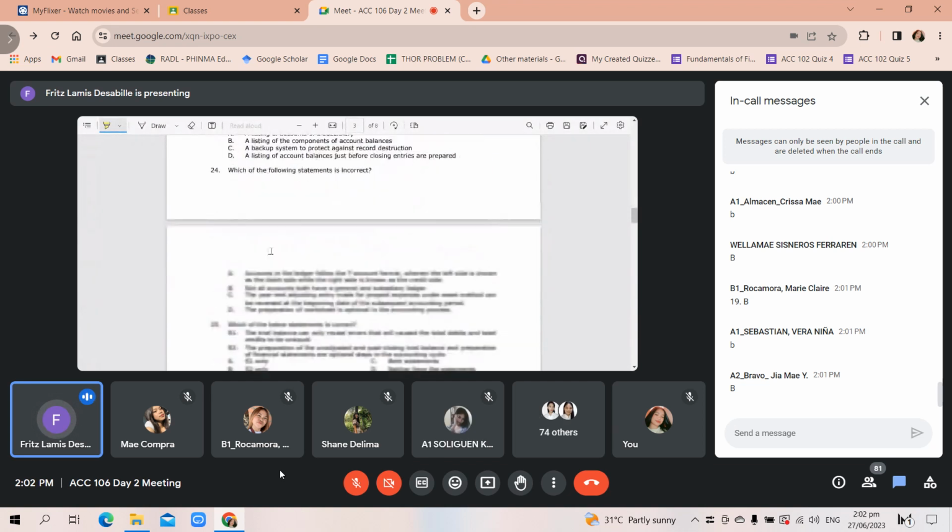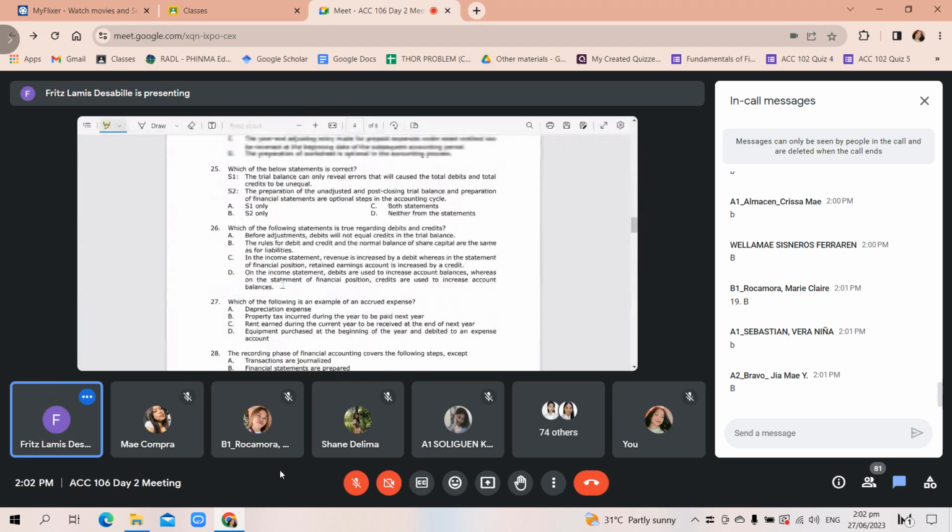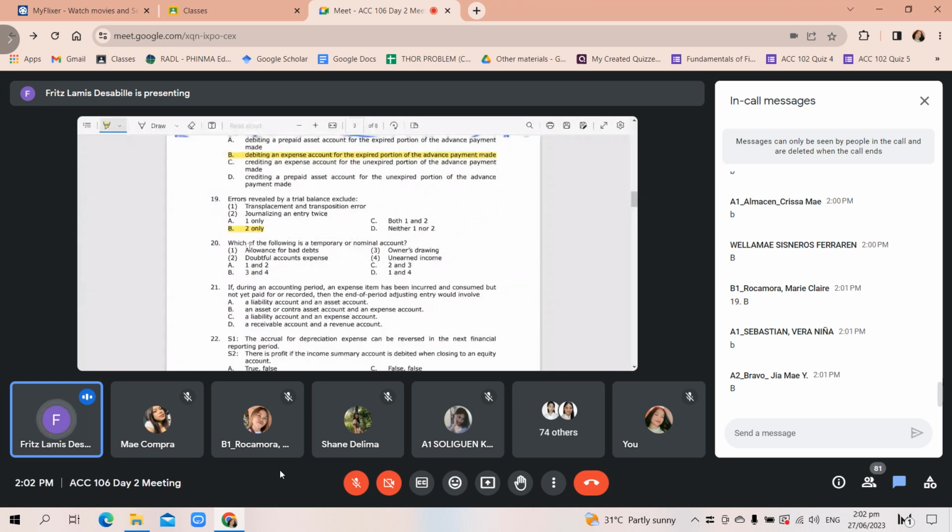So, number 20. This is theories. So which of the following is a temporary or nominal account? Allowance for bad debts is a contra asset account. So again, contra assets are assets which are deducted from a main account. So this is a permanent account.